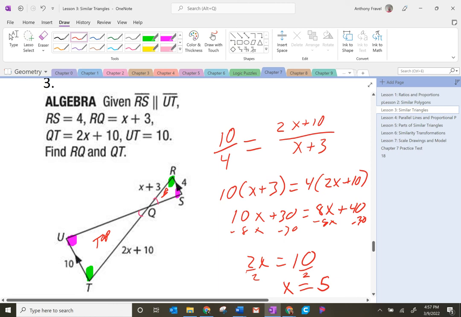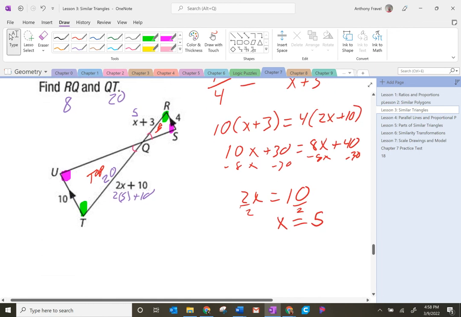I am not done yet. Again, the x value equals 5, and what I'll do is plug it back in. So I get 2 times 5 plus 10. 2 times 5 is 10, plus 10. So the length of TQ, this length here, is going to equal 20. I'll put it underneath there. That's 20. Same thing, this x is going to turn into a 5. So I get 5 plus 3, which equals 8. So the total length of that one is going to be 8.